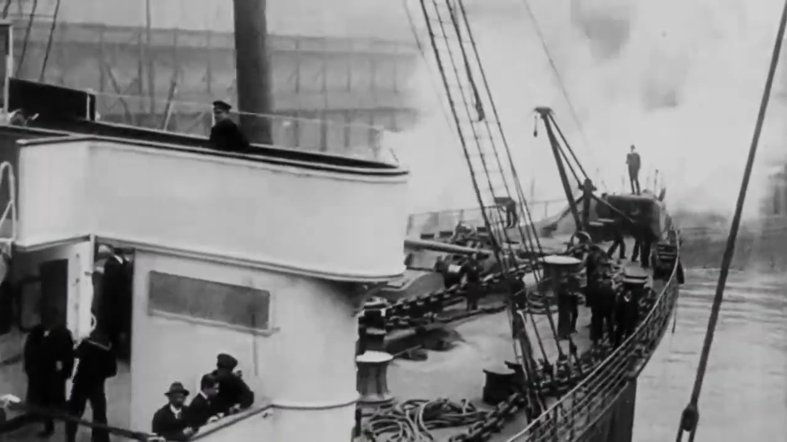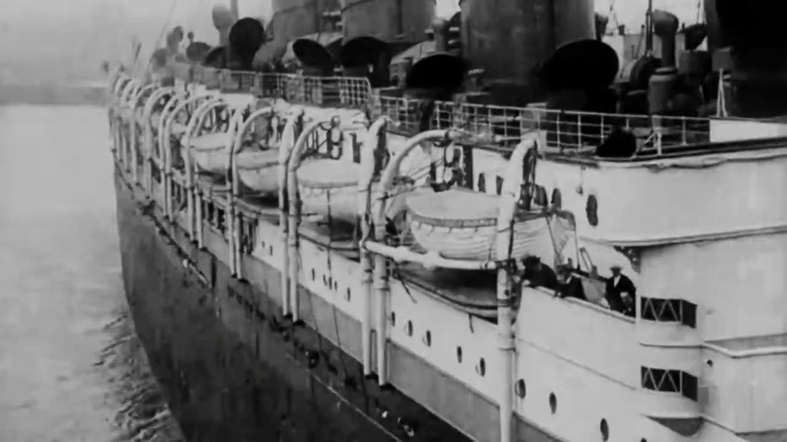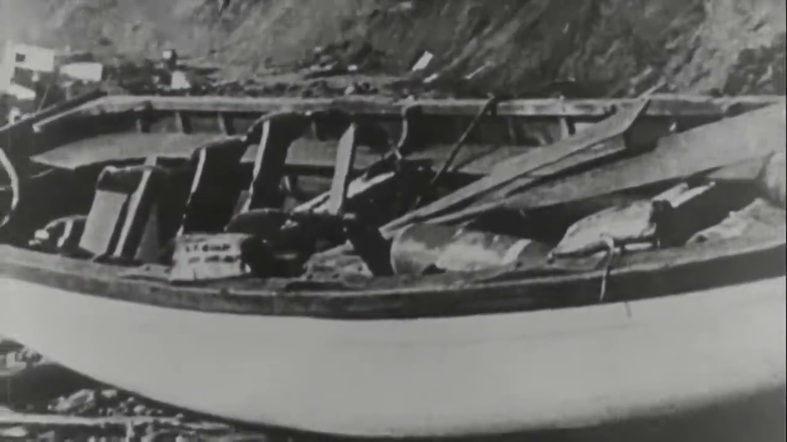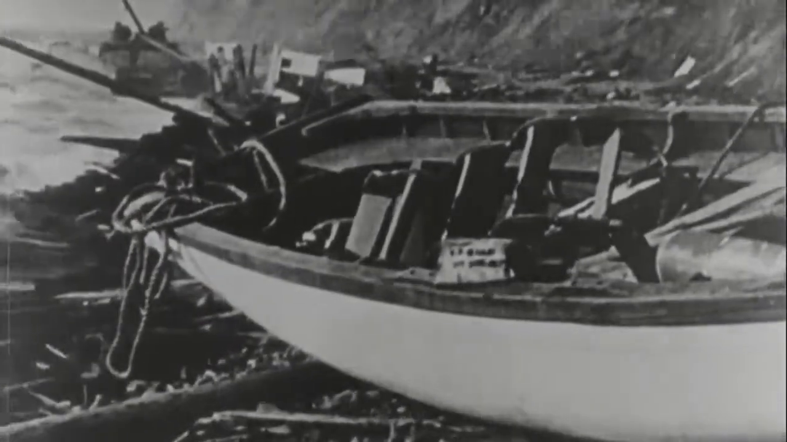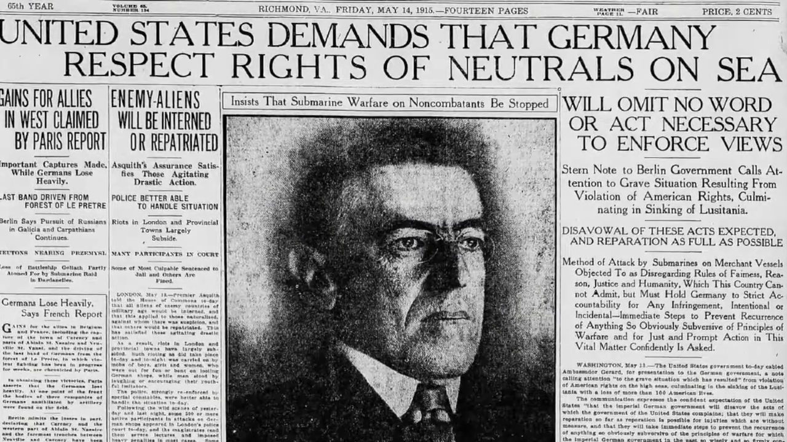On 7 May 1915, the German submarine U-20 sank the ocean liner RMS Lusitania near the coast of Ireland. Of the 1,959 passengers on board, 1,198 were killed, including 128 American citizens. A week later, President Wilson sent a letter to Germany about the growing concern, distress, and amazement concerning the sinking of Lusitania.